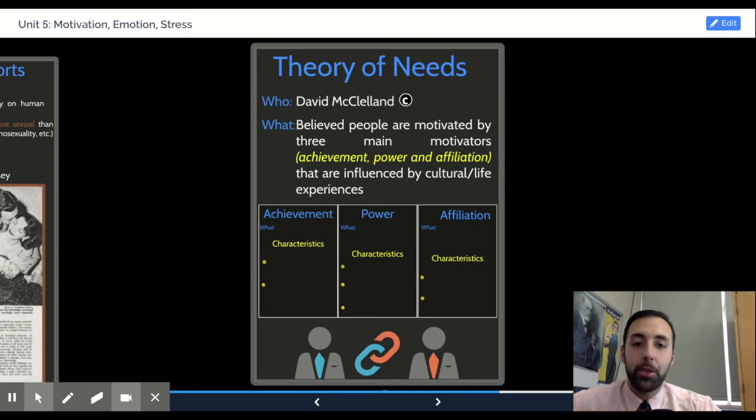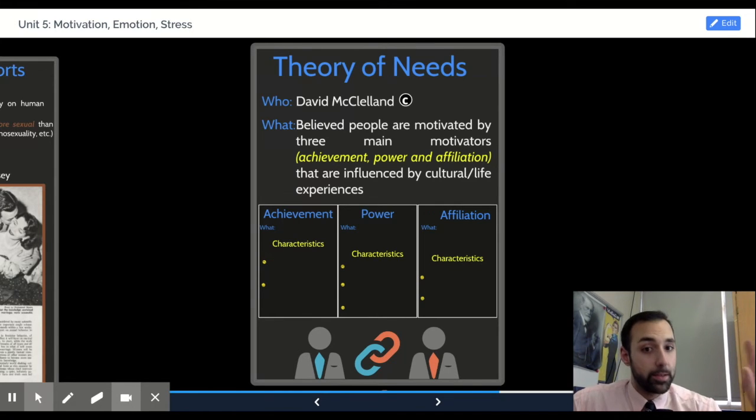But there are really three main primary motivators beyond hunger and thirst. That's a whole different topic. We're talking about things that motivate you, for example, at work: achievement, power, and affiliation. And again, as I referenced a moment ago, each of these are influenced by your own personal experiences and the culture that you live in.